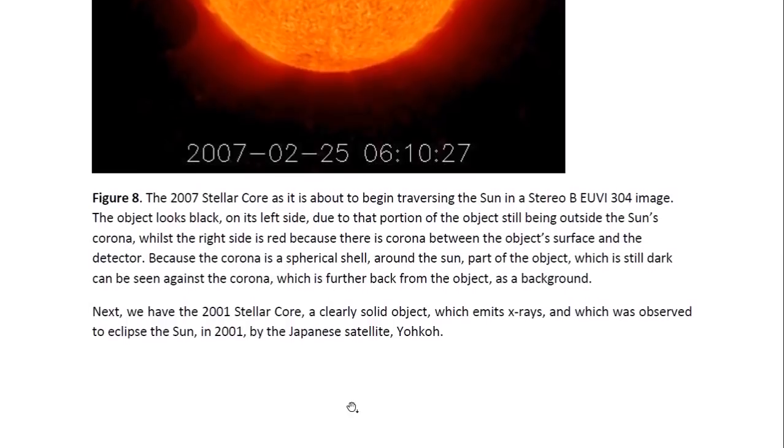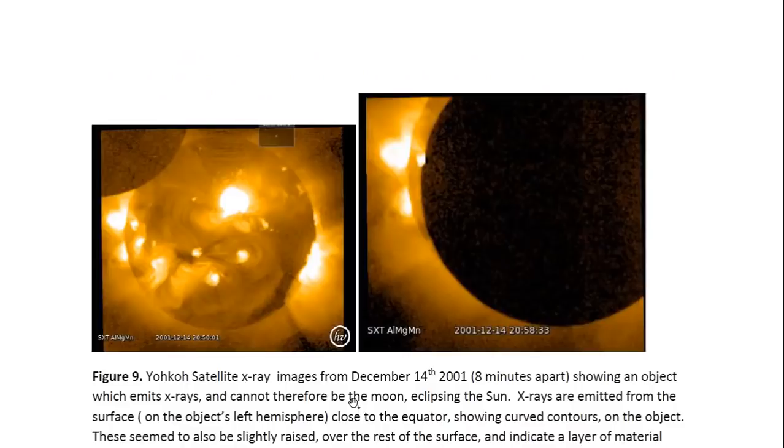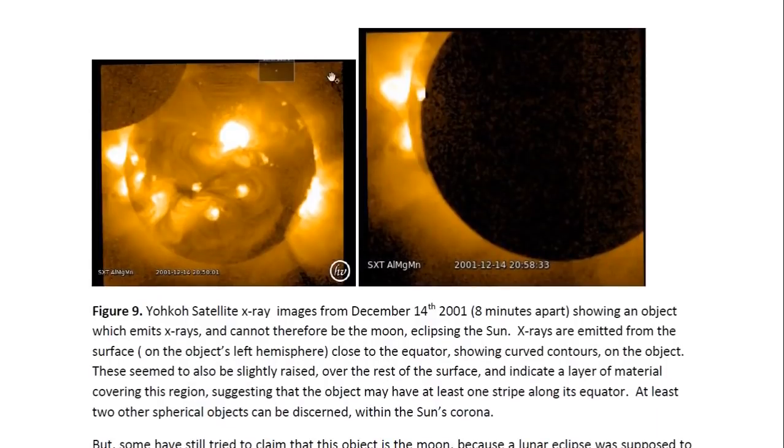Next, we have the 2001 stellar core, a clearly solid object which eclipsed the Sun in 2001. It was observed in a Yohkoh satellite X-ray image. That's a Japanese satellite. And this occurred at the end of 2001. The two images are 8 minutes apart. This object clearly is emitting X-rays. Even here, when it's almost completely eclipsing the Sun, we can see large bright dots indicating X-rays being emitted from the surface of this object.